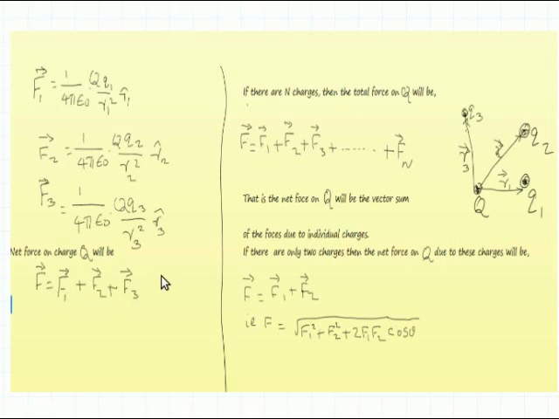Now suppose there are n charges. Instead of 3 charges, suppose there are infinite number of charges. Then how this equation will become? Then this equation will become F1 plus F2 plus F3 plus F4 plus F5 etc. up to Fn. So vector F is equal to vector F1 plus vector F2 plus vector F3 etc. up to vector Fn. So this is the net force on the charge q, and this is the vector sum. And this is called the principle of superposition. That is, the net force on the charge q will be the vector sum of the forces due to individual charges.